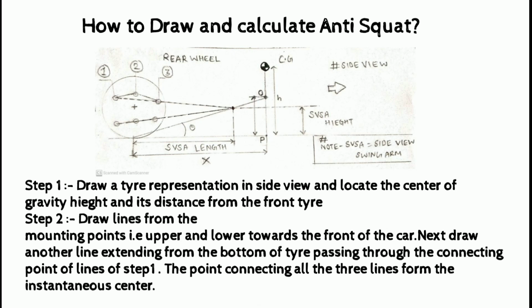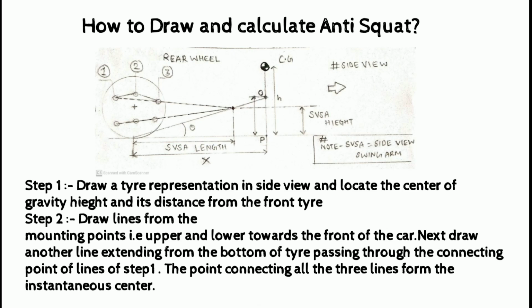Next, draw another line extending from the bottom of the tire contact patch passing through the connecting points of the lines of step 1. The point connecting all three lines forms the instantaneous center, whose distance is shown by the SVSA length from the center of the rear tire. Now for step 3, the distance from the center of the tire to the instantaneous center is called the SVSA length, that is the side view swing arm length. Step 4, the height of the instantaneous center is called the SVSA height.